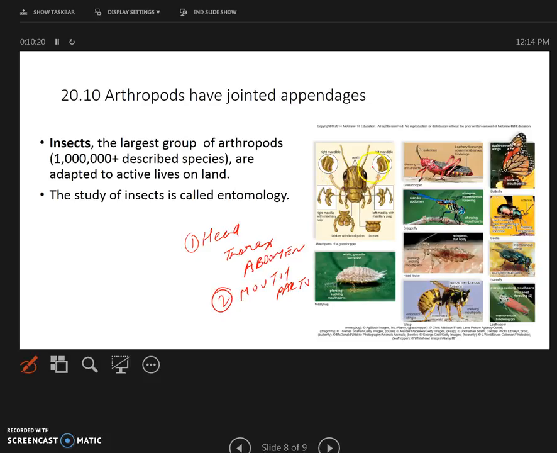They have various mouth parts which are adapted for different functions. For example, the mandible is adapted for cutting leaves, and then they have the tongue-like structure called the labium. And then of course they have two pairs of wings, which help them survive and reproduce.